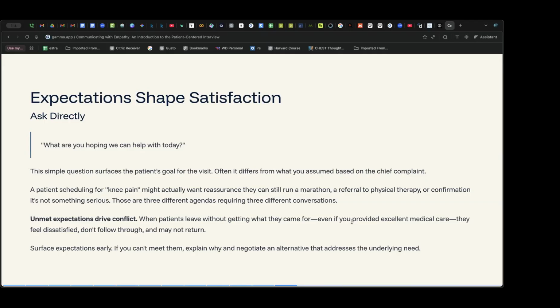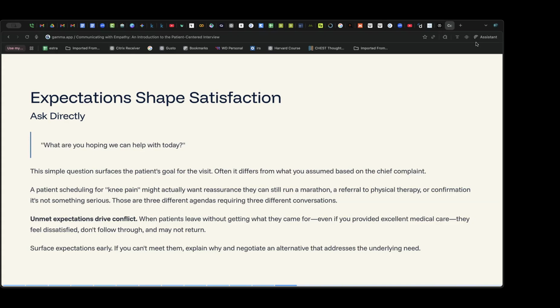Okay? So, how do you do that in the first encounter? You say to someone, what are you hoping we can help with today? This simple question makes them say, well, I'm hoping that you can fix me. Okay, well, I can try to do the workup to understand your knee pain, but I cannot fix you because you have diabetes, you have the heart, you have this, you have that. So you bring the expectations.